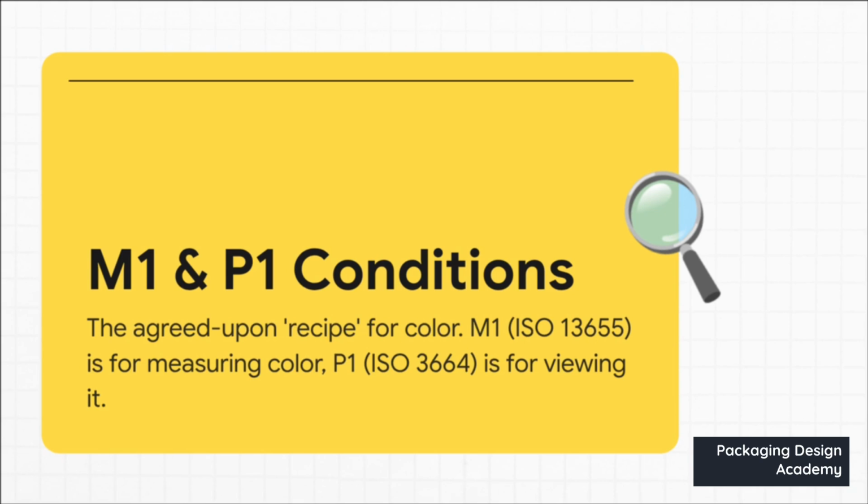Next, let's talk about M1 and P1. So, if Delta E is our ruler, you can think of M1 and P1 as the official rules for measuring. It's like a recipe. M1 is the standard kind of light the measuring device has to use, and P1 is the standard light you have to use in the viewing booth. It's common sense, right? You have to use the same recipe and the same oven if you want to get the same cake every time. This makes sure that what the machine sees is what your eyes see.